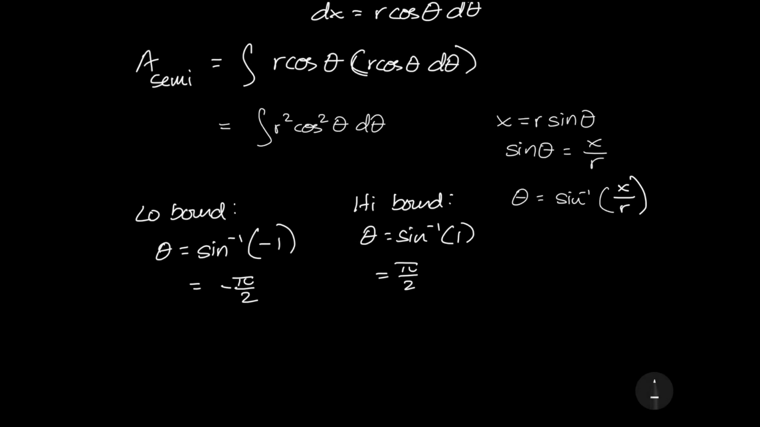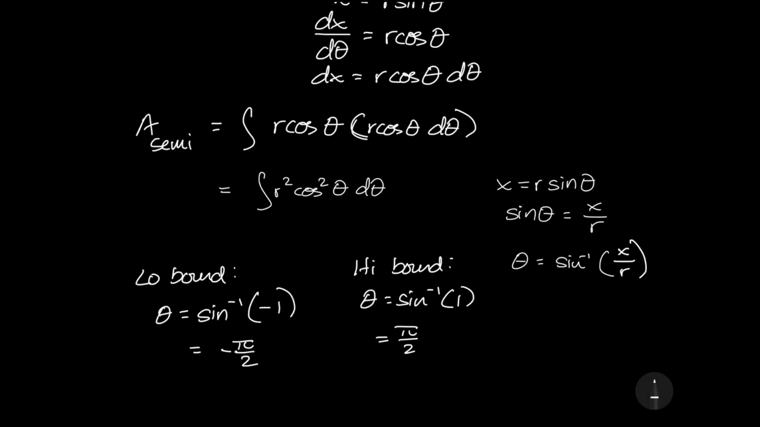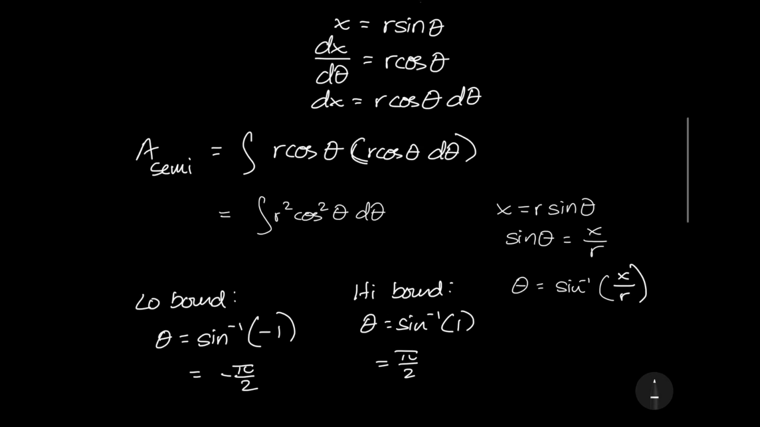So here I have just rewritten the integral of r cosine theta times r cosine theta d theta as r squared cosine squared theta d theta. And now we also need to know what our bounds are. Initially, our bounds were negative r to r, but since we used the substitution, we have to change our bounds.